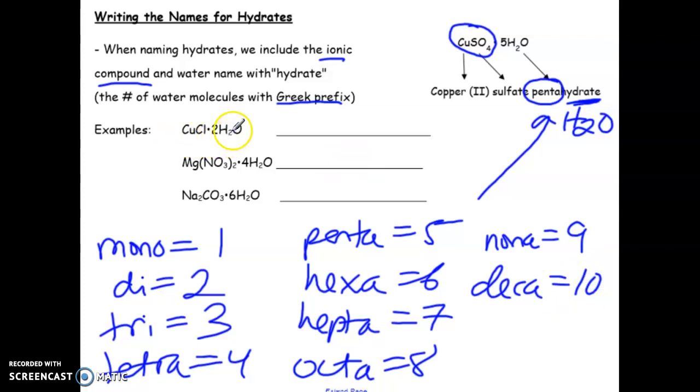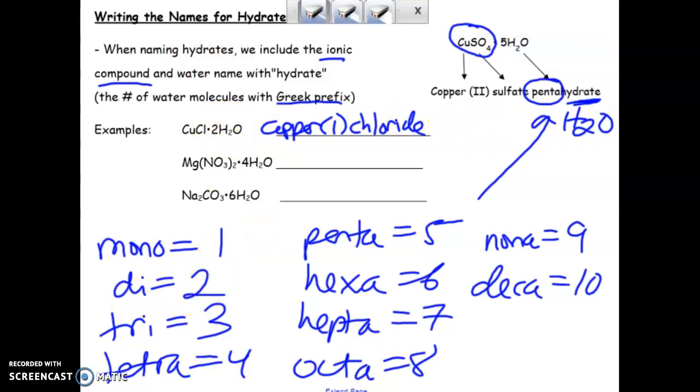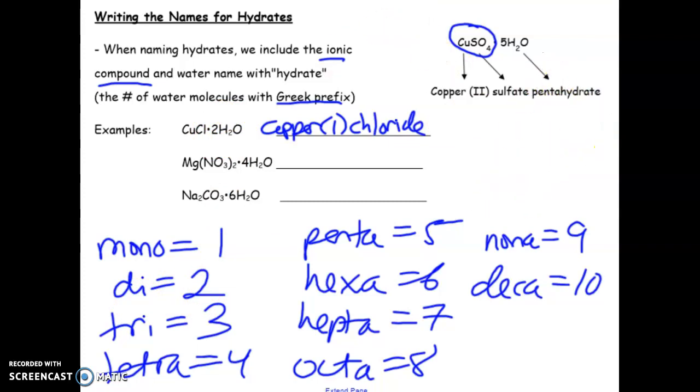Remember, you're naming the ionic compound like normal. Then you use your Greek prefix with hydrate to say how many waters are in that structure. So here we have copper, and you still use your regular rules for ionic compounds. So copper(I) chloride, and then here I have 2 waters. So this is going to be dihydrate, because there's 2 waters part of this structure.